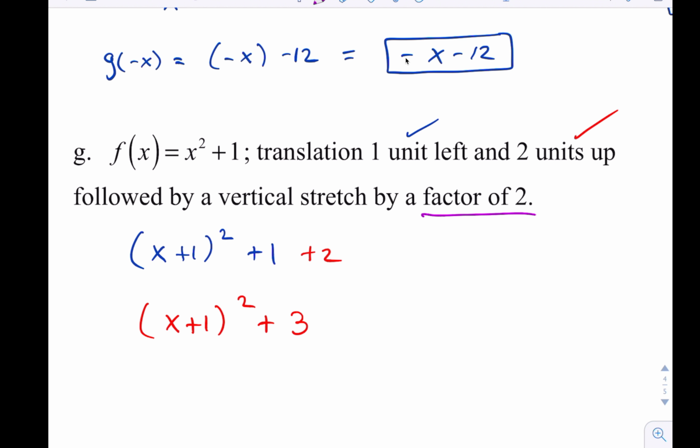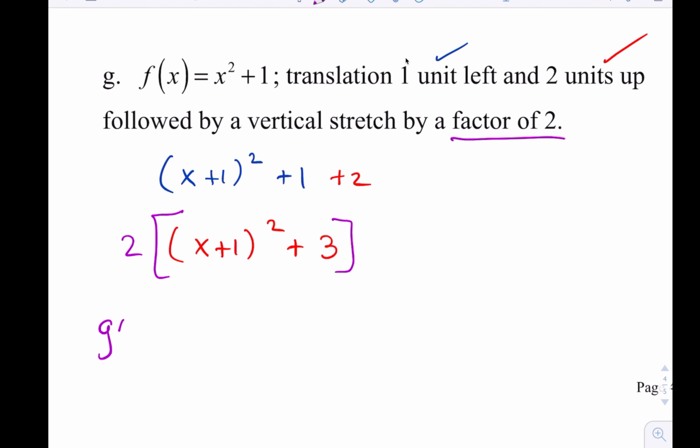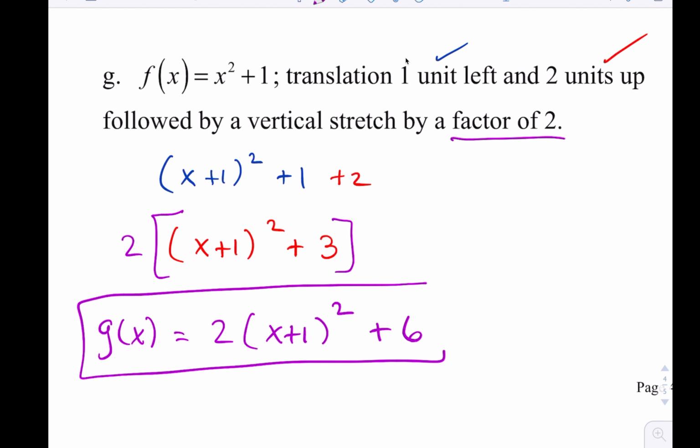Again, when you do a vertical stretch or a shrink, you're applying it to everything, not just the x term. So I'm going to take my entire equation here and multiply it by 2. My new function now is going to be 2 times x plus 1 squared plus 6. That 2 gets multiplied to everything, not just your x term.